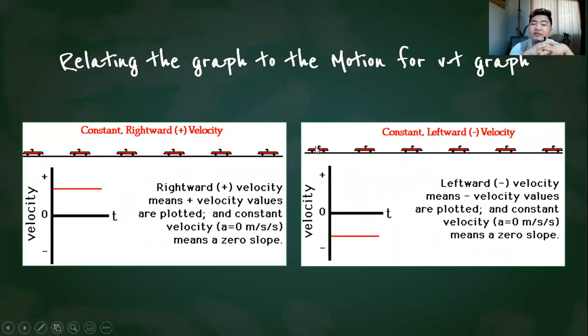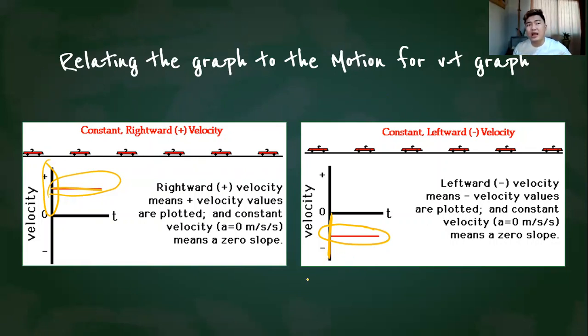Next, relating the graph to the motion for VT graphs. This graph here represents a constant rightward velocity. Why rightward? Again, you can identify the direction of the velocity of an object in a velocity time graph by looking at where the graph is placed. So since the graph is here at the positive side of the y-axis, then it has a rightward velocity or a positive velocity. It's constant. The velocity is constant because your graph is horizontal. This one, you have a leftward velocity because it's placed here in the negative side of our values for velocity. And the motion is also constant because you have a horizontal line.